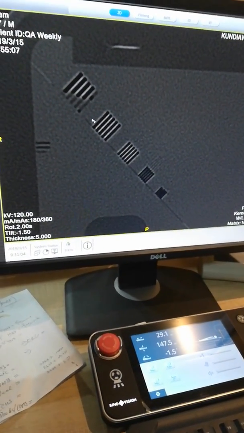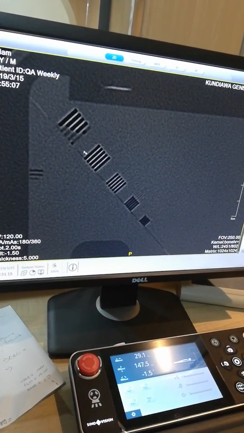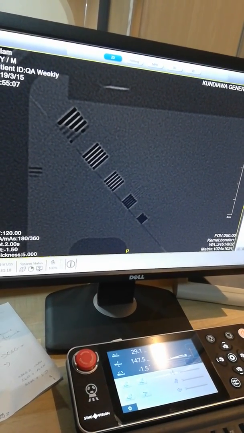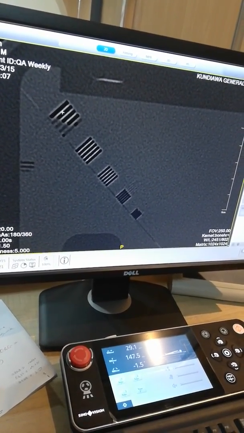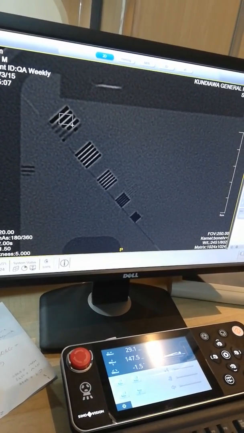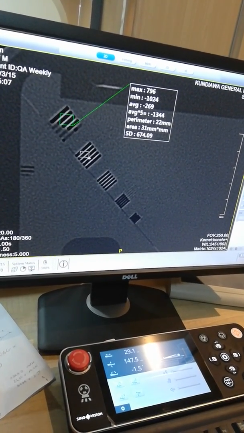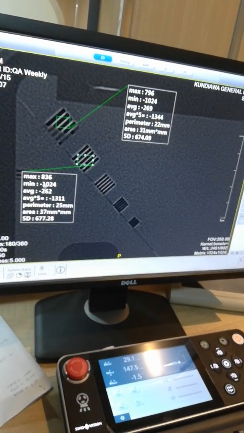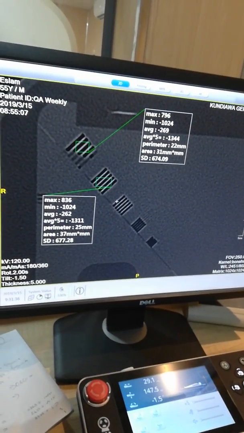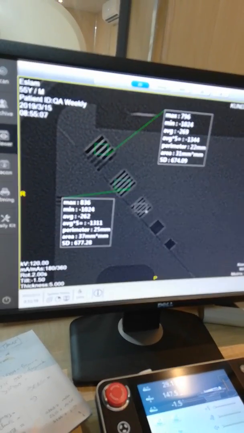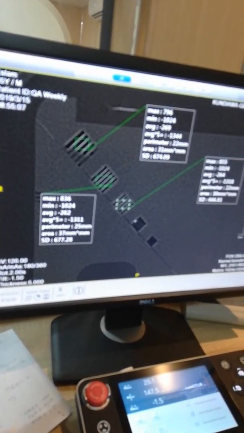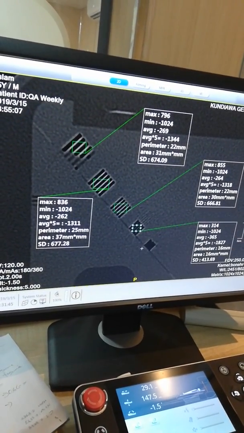Why? Standard deviation represents noise, represents resolution. After calculation of standard deviation for each one, we can calculate the MTF curve. How can I do that? It's easy to measure with an ROI, circle or square, to measure here. Here you will find the standard deviation, here you will find standard deviation, here you will find standard deviation for H1.